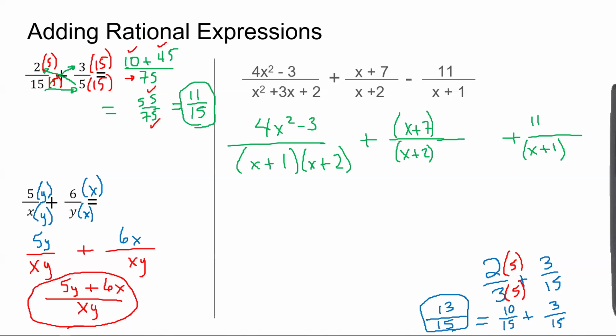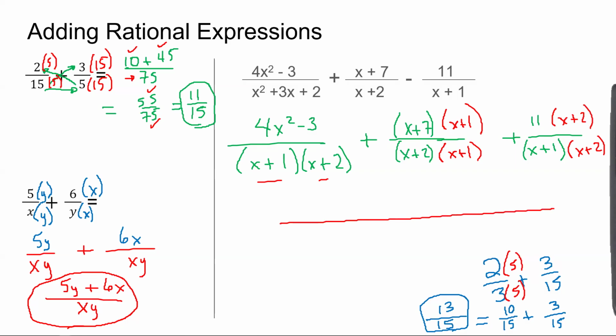Here, I got to have a factor of x plus 1. Got to have a factor of x plus 2. Got to have a factor of x plus 1 and a factor of x plus 2 over here. I already got them, right? This one needs an x plus 1, which means I need to put it on the top as well. This one already has the x plus 1, but not the x plus 2. So I put it on the bottom, got to put it on the top too. And so now I have a common denominator. And I could just keep that common denominator, x plus 1, x plus 2. And I could add or subtract all the way across the top.